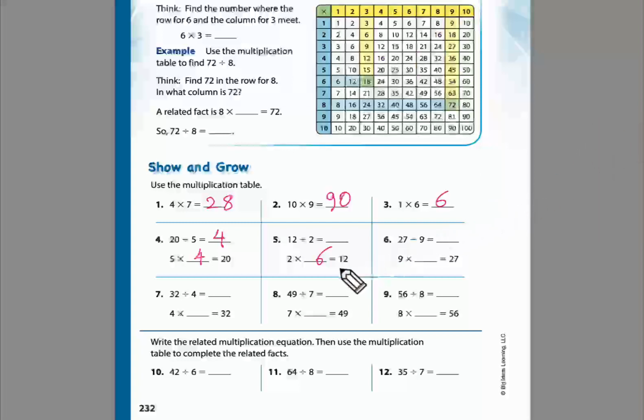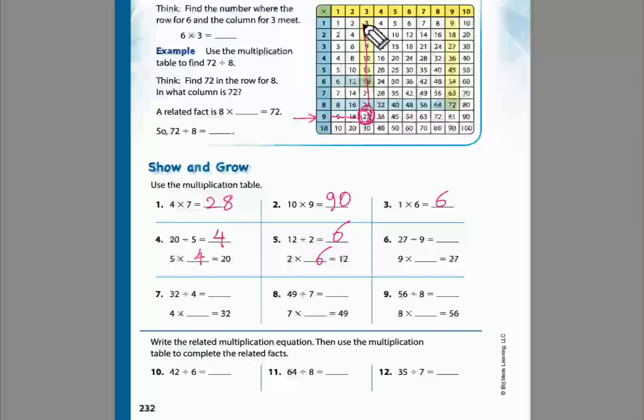Yes, Qusay? 6. Thank you. Kareem? Yes, teacher. Okay, you should use the multiplication table, Kareem. In which row? 9. Yes, in the row of 9. We need to find 27. So, yes, this is 27.